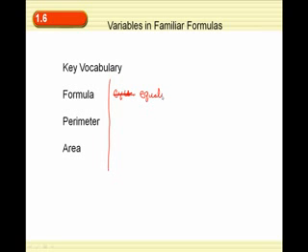Equation. Sometimes it works better if I write in cursive, so we'll try to get that.